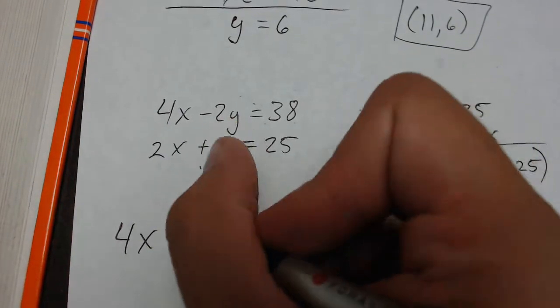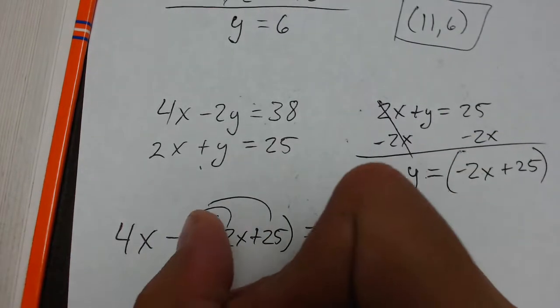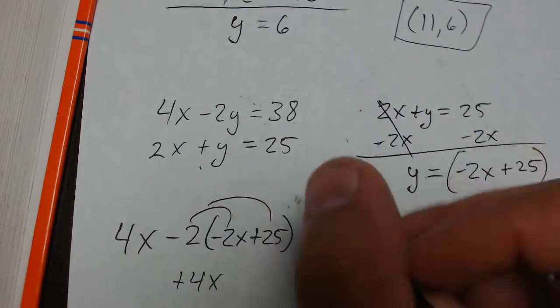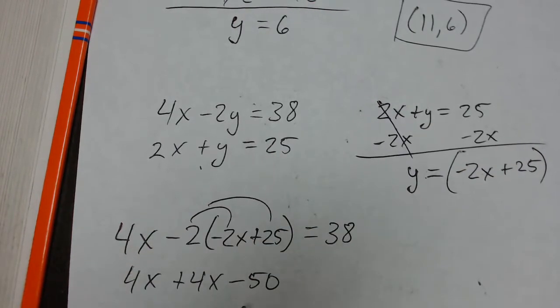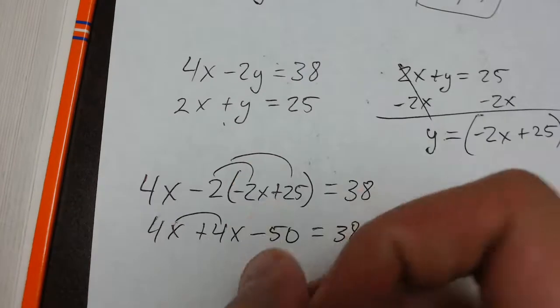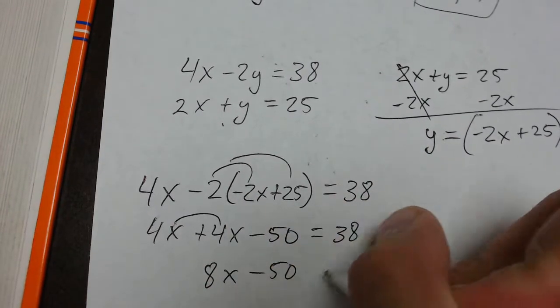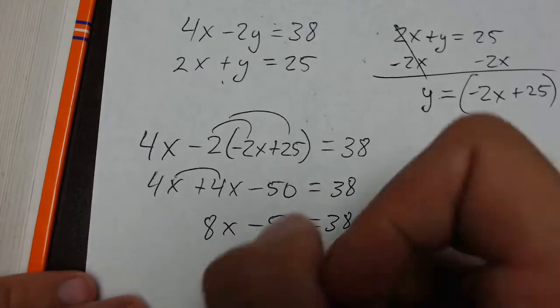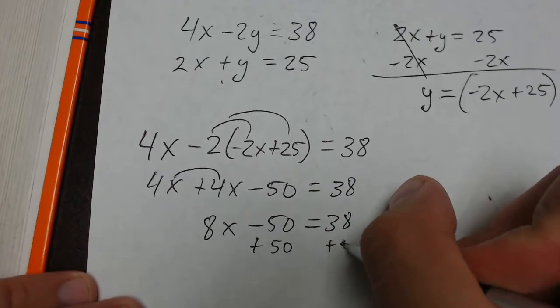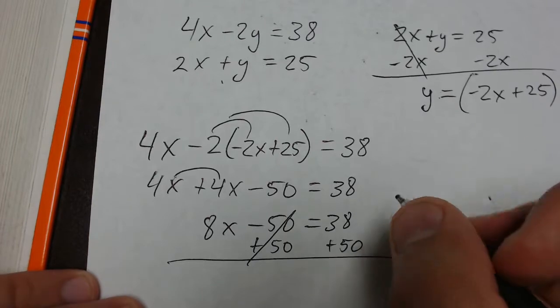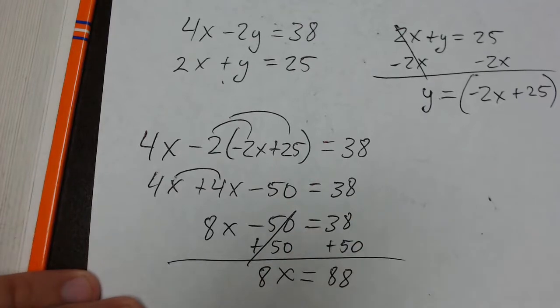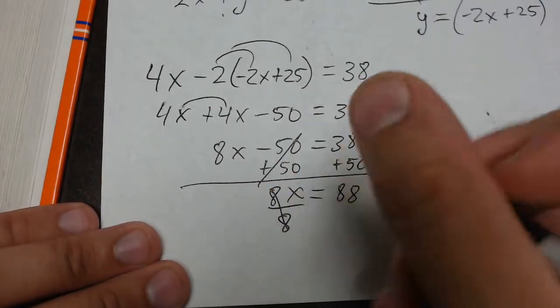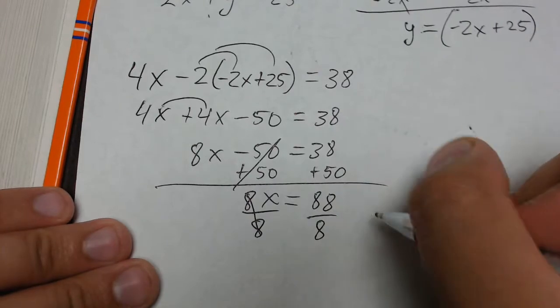From here, simplify the equation through distributive property. Negative 2 times negative 2x is plus 4x. Negative 2 times 25 is negative 50. So now what I have is 4x plus 4x minus 50 equals 38. I'll go ahead and combine like terms. 4x and 4x is 8x, minus 50 equals 38. Then I'll move the 50 by adding, or the opposite action. 38 plus 50 is 88. So now I have 8x equals 88. I'll divide each side by 8. 88 divided by 8 equals 11.